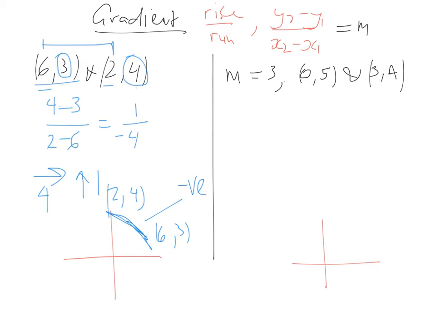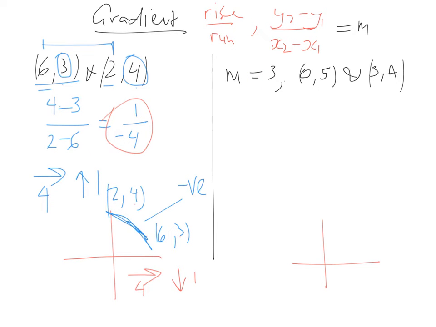So the mistake I made was the order in which I explained things. That's why I was confused. So we've gone from 2 to 6, so we've gone across 4 units. We've gone from 4 to 3, so we've gone down 1 unit. So here we have our negative 1 over 4.